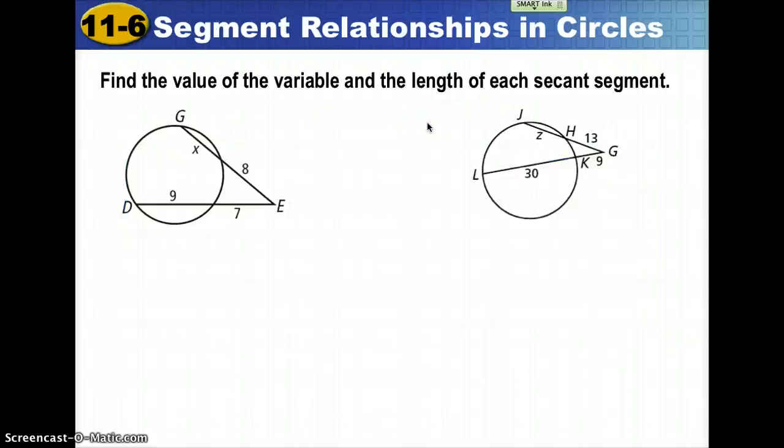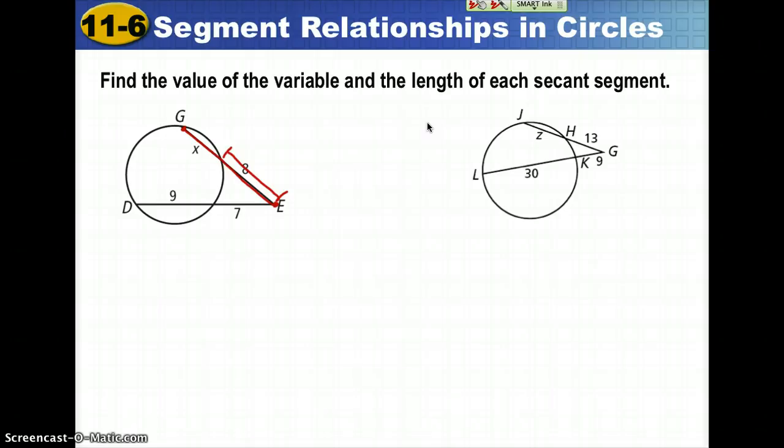So now we're looking at secant segments, two of them together, and how we can use that to find the length. Remember, the key here is the whole segment times the outside of one equals the whole segment times the outside of the other. So as we do this first one, we have to find the value of the variable and then the length. We need the whole thing times the outside.